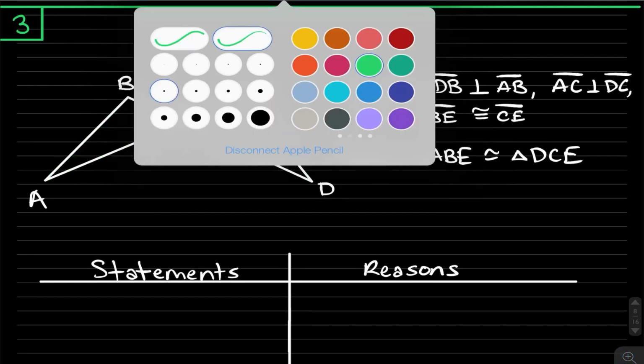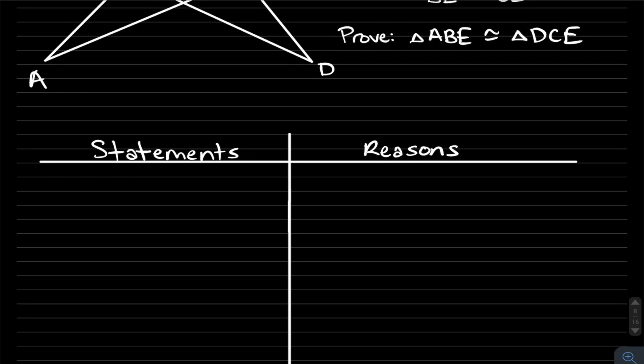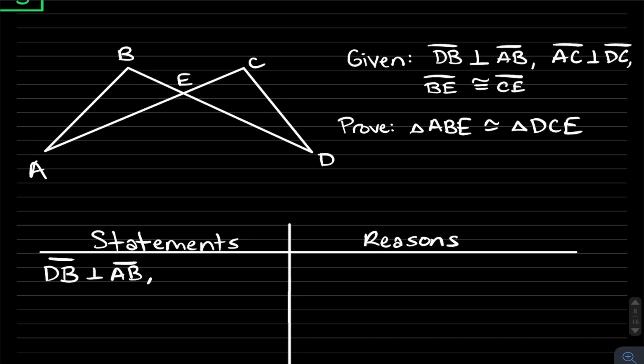Okay, let's start by writing down our givens again. That's a great start in any problem. So we have that DB is perpendicular to AB, and since we're on the topic of perpendicular, I'm also going to include that segment AC is perpendicular to segment DC. The reason for this is that they are given.